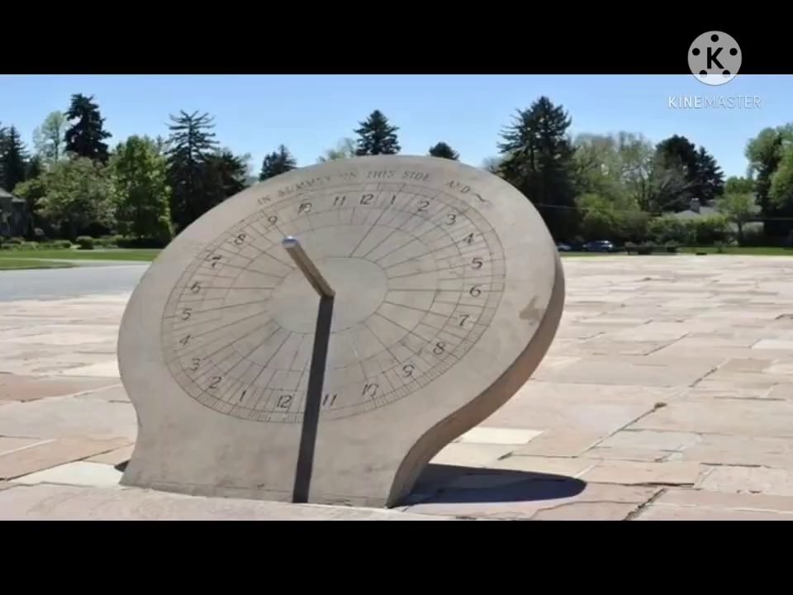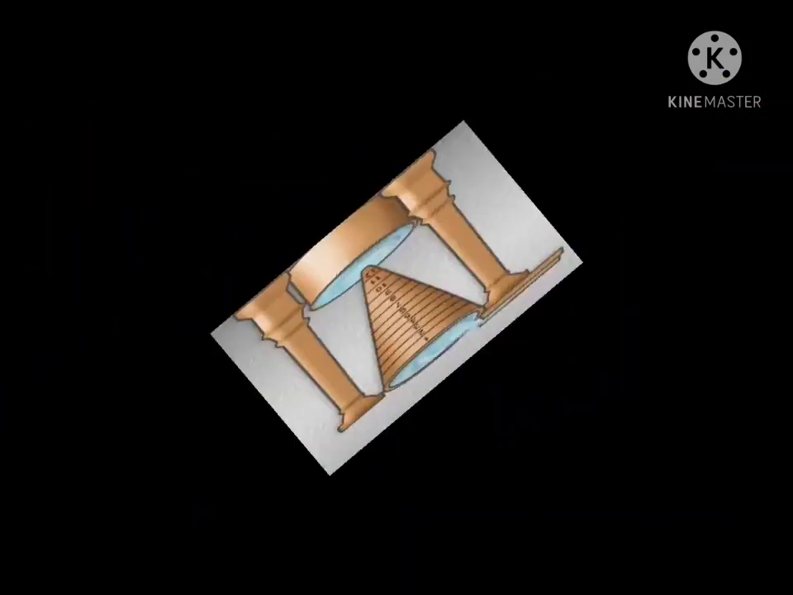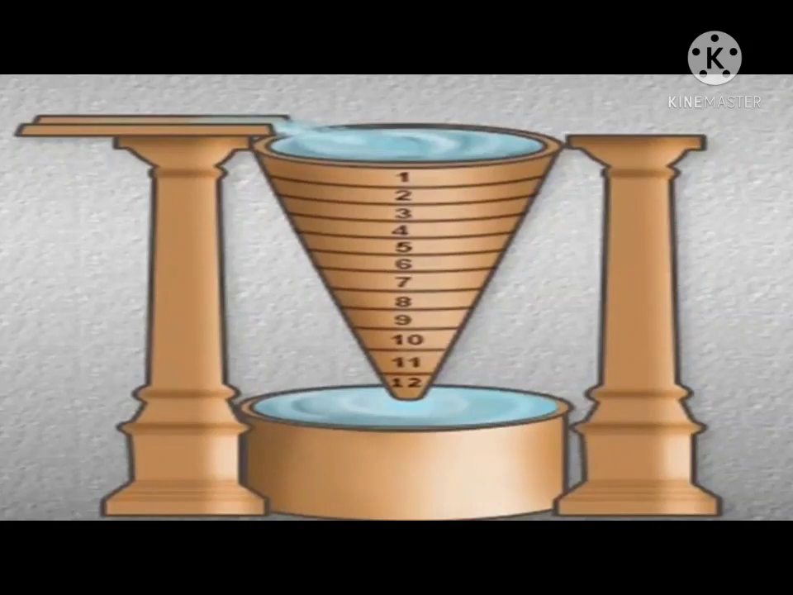The length of the shadow was divided into 12 hours. Even today such sun clocks are often seen in gardens and parks. The biggest defect of this clock was that it could be of no help in determining time in the night and in cloudy weather. After the sun clock, water clocks were developed.